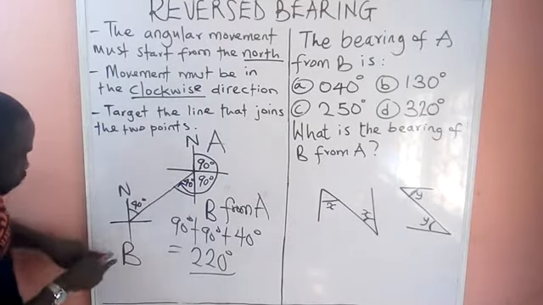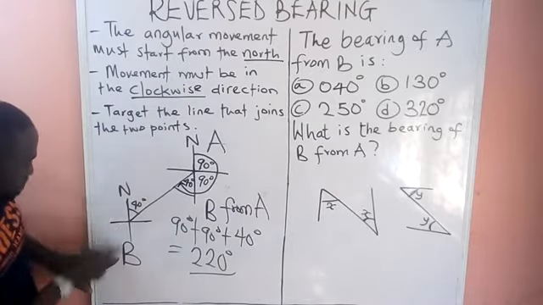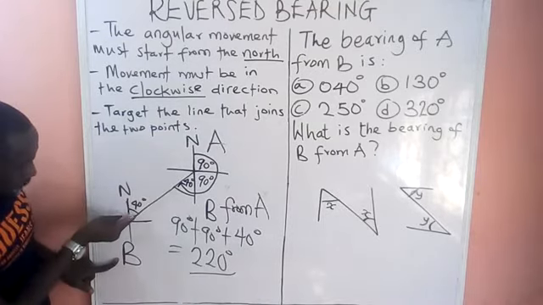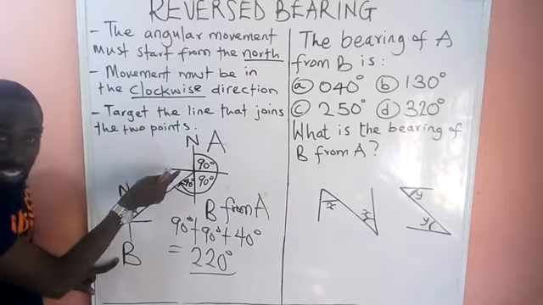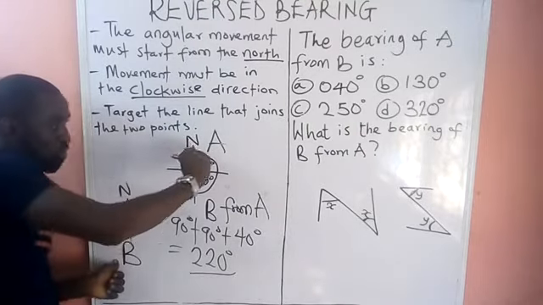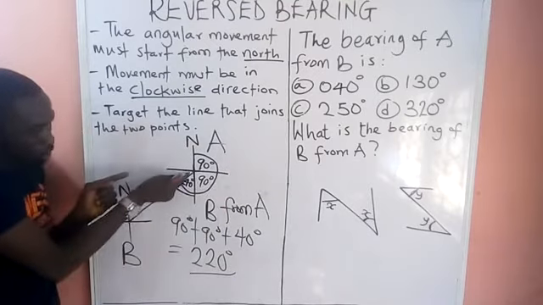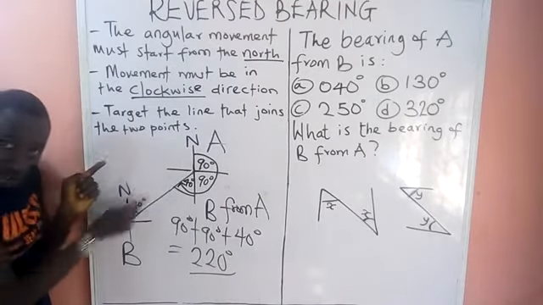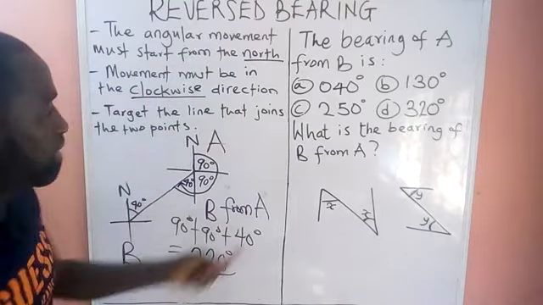Look at this. When I want to draw A from B, we start from the north, and we'll stop on this line that joins the two together. Okay? If you want to draw B from A, we'll start from the north, move in the clockwise direction, and stop on the line that joins the two together. Let's take another question. Let's see the second question.